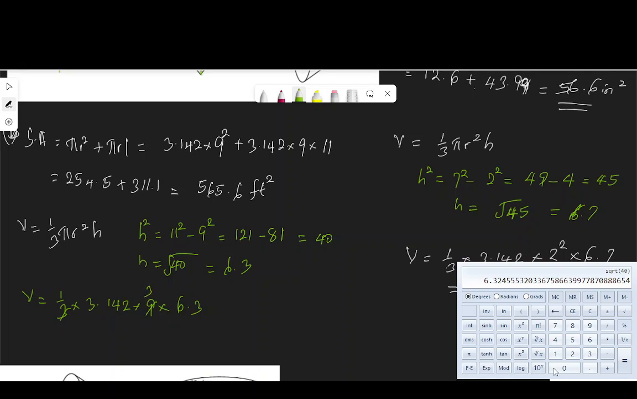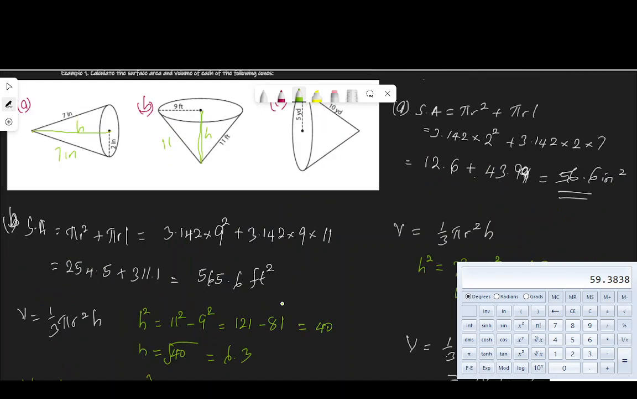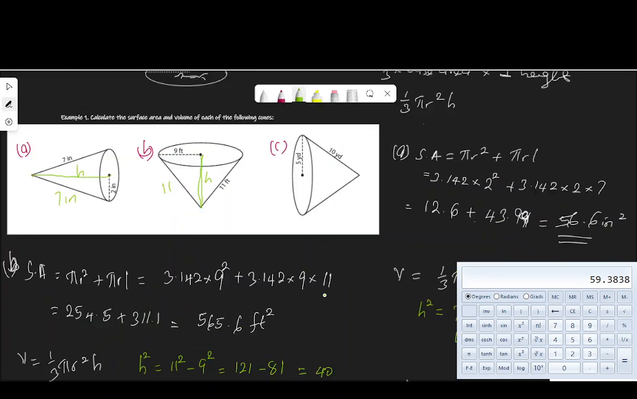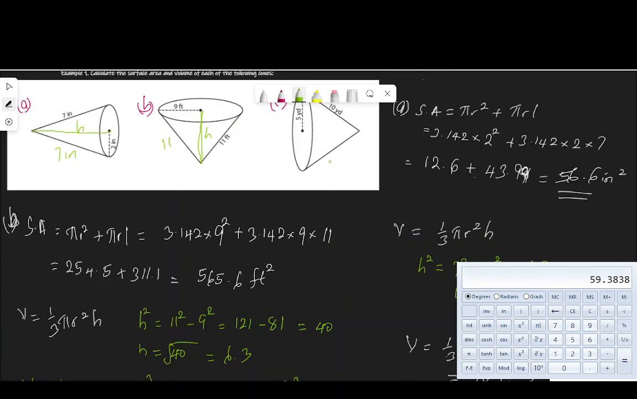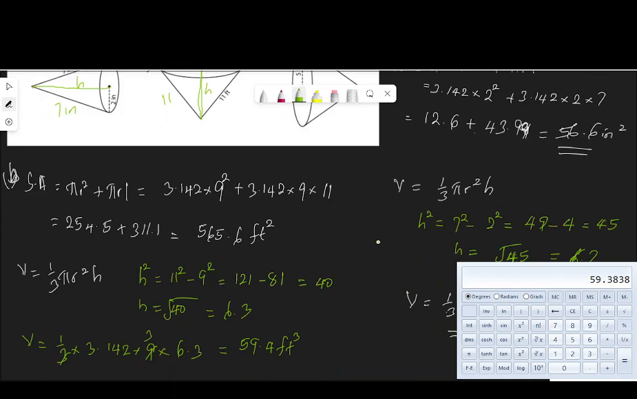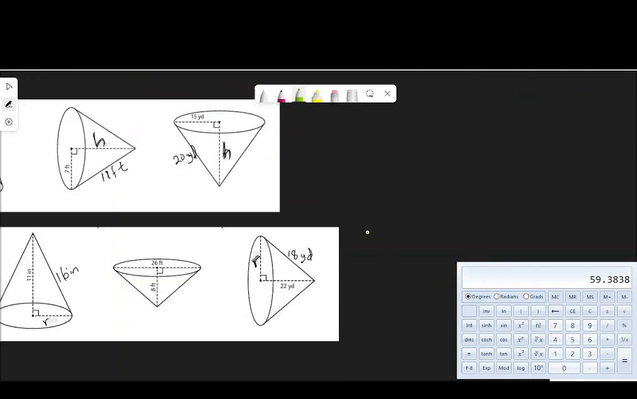Let's plug these numbers into the calculator. 3.142 multiplied by 3 multiplied by 6.3. That is 59.4 approximately. 59.4. What is the unit? Feet cube. So feet cube is the unit of that. Then lastly, on question C, on this template, again, let's create some space to work that.